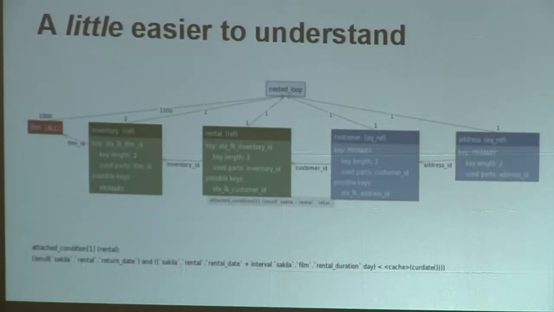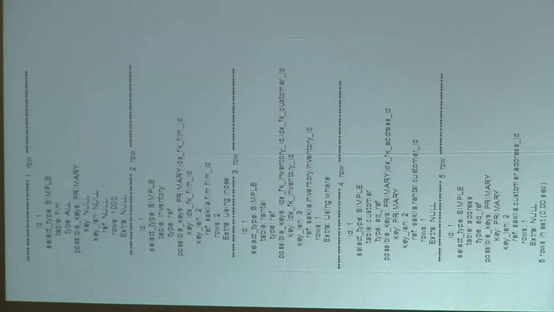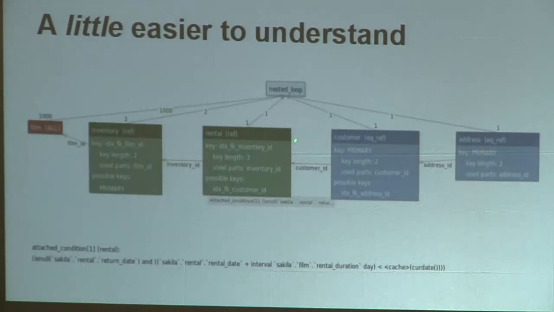I find this much, much, much easier to understand. And what's great is that's wonderful for documentation. And it gives you the nice visual representation that we're doing the join on address and the join on inventory and the join on film. So you can see that we're joining on inventory and the rental ID and the customer information.